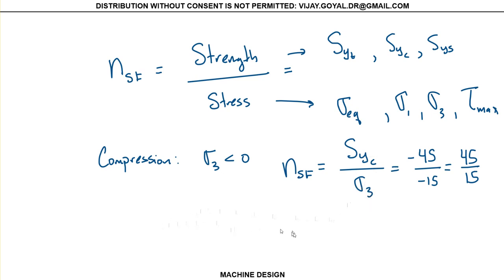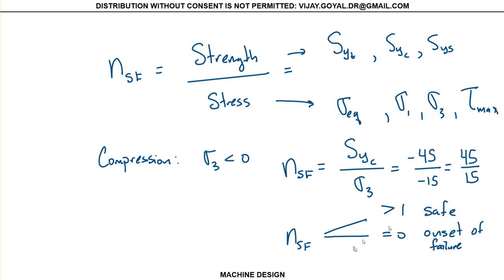It applies the same as I explained before: when this is bigger than 1, it is safe. If it's equal to 1, we are at the onset of failure, but we haven't failed yet. It is still safe. Now, if it's less than 1, then basically your part failed.